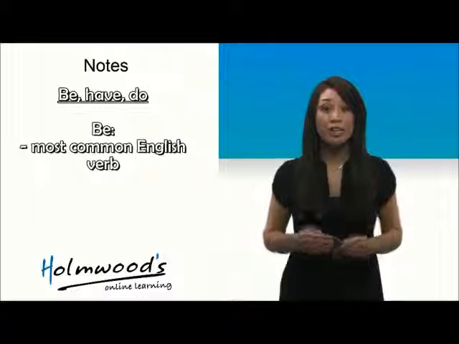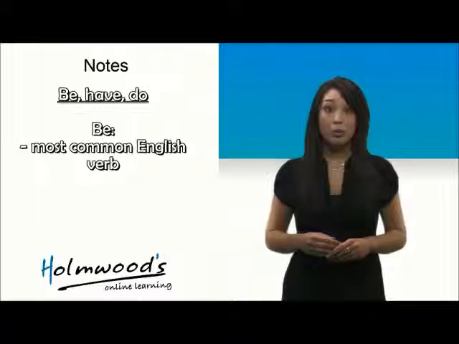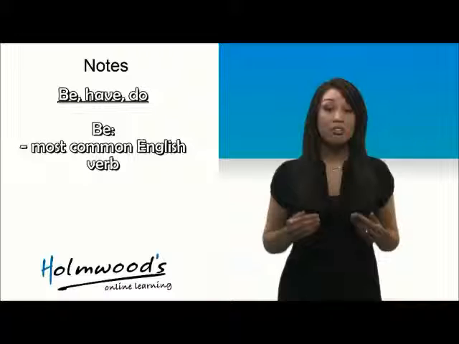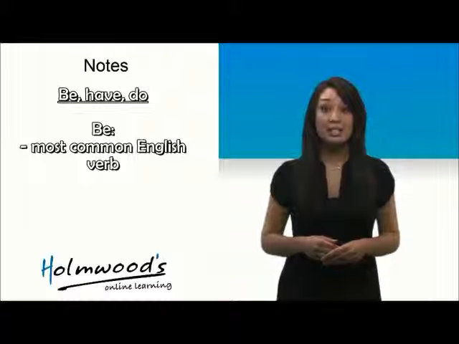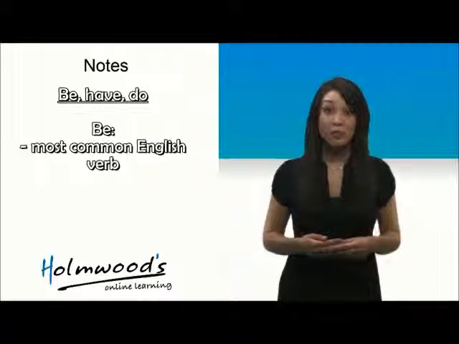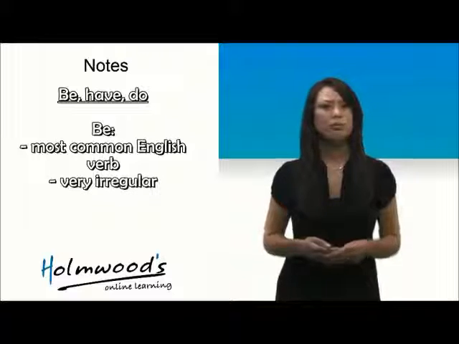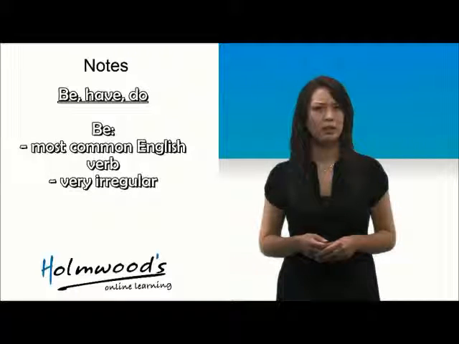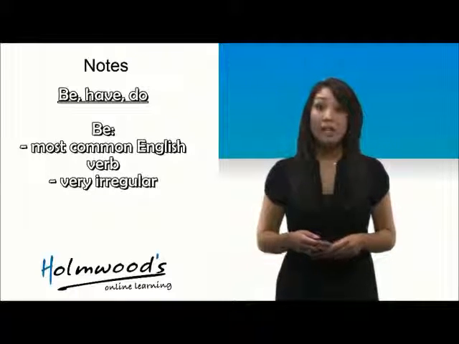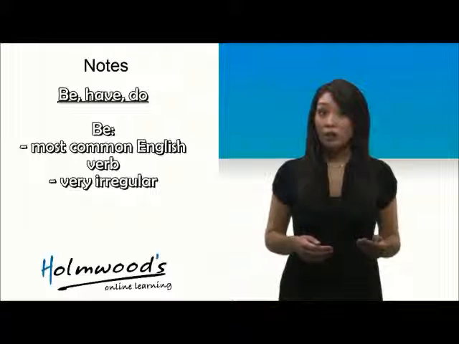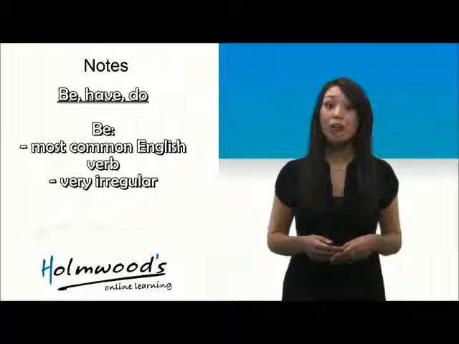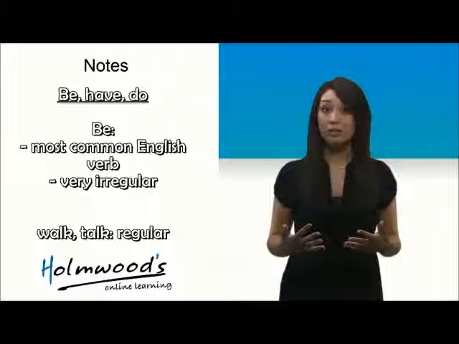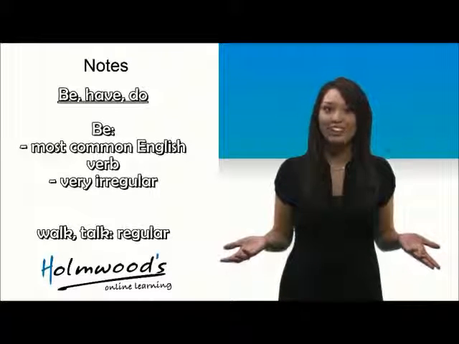First, be is the most common verb in English. We use a form of be in lots and lots of sentences. Be is also very irregular. What do I mean by irregular? Well, many verbs like walk and talk are called regular verbs because, well, they are regular.